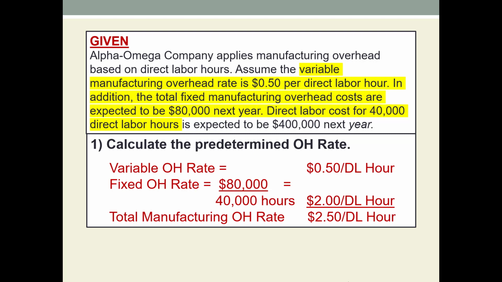So this means that this company believes that every time a labor hour is worked, they will pay the direct labor and they incur about $2.50 of factory rent, factory insurance, factory utilities, factory maintenance, etc. It is an estimate of the rate of incurrence of those overhead costs.